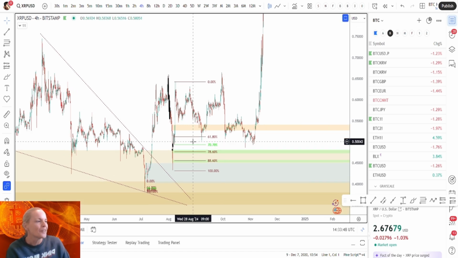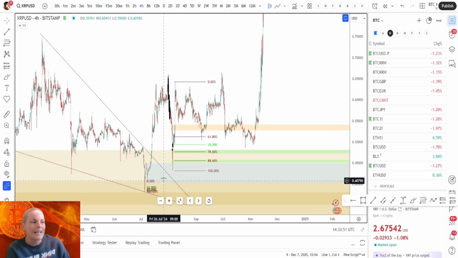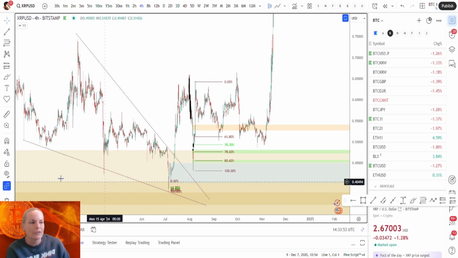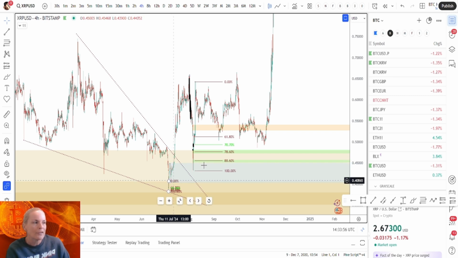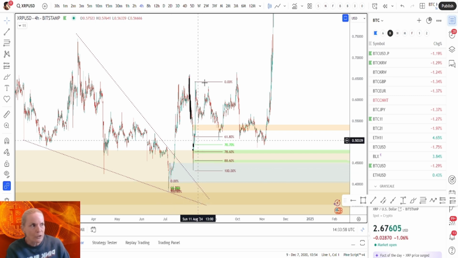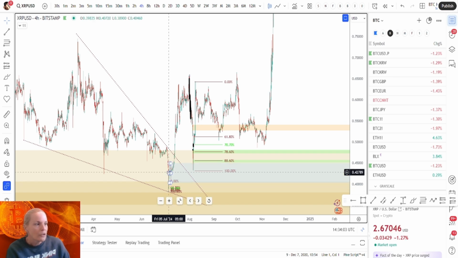Hindsight's wonderful, isn't it? But you can see how many entries you could have got for this anyway. So we had the original entry over to the left, which I won't go to, on the monthly demand. Then you made this daily demand, which you could have just entered as a daily demand. You could have entered on the 15-minute break of structure in here, higher risk.